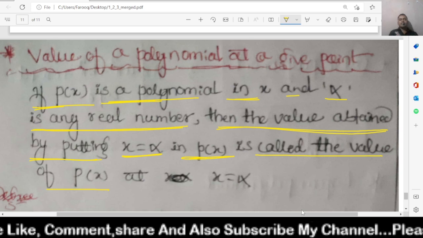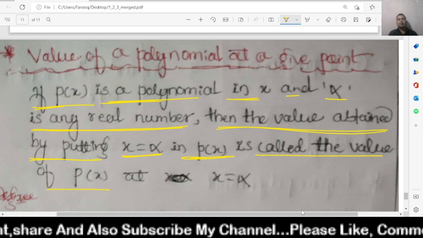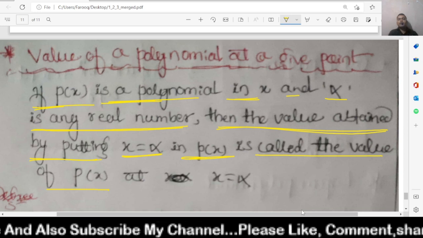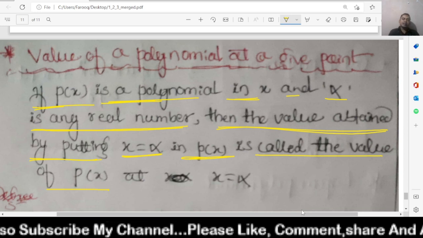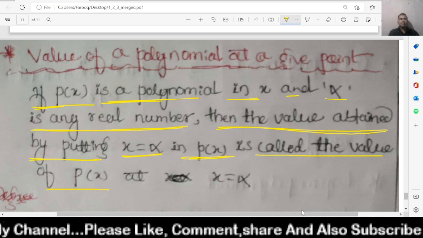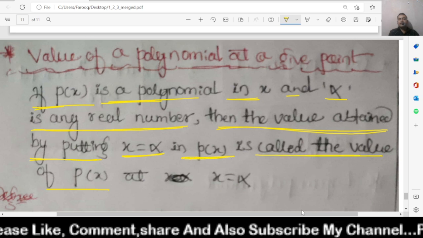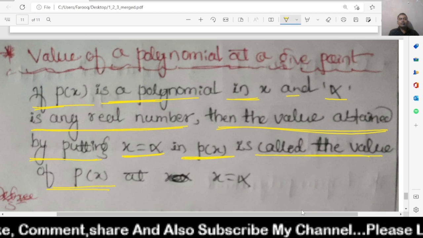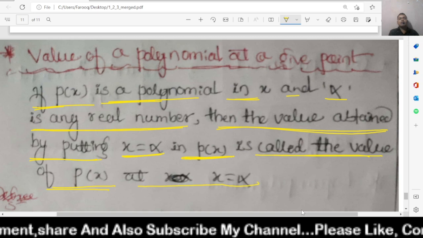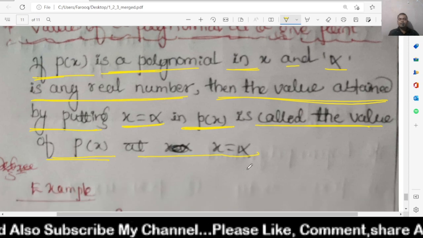If p of x is a polynomial in x and alpha is any real number, then the value obtained by substituting the value of x as alpha in the given polynomial, that is by putting x is equal to alpha in p of x, is called the value of p of x at the given point x is equal to alpha. So we will solve two examples to find the value of the given polynomial.